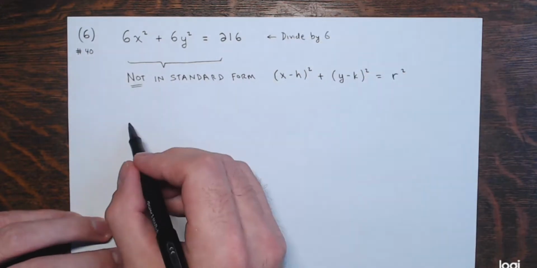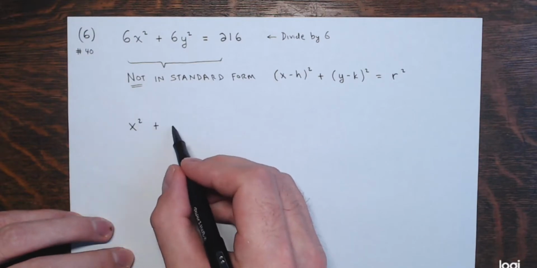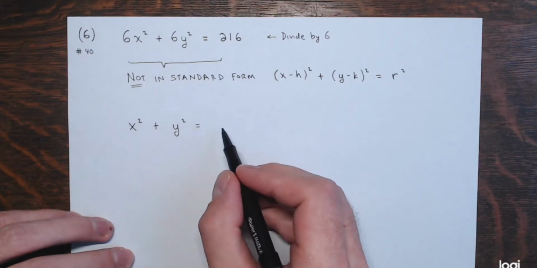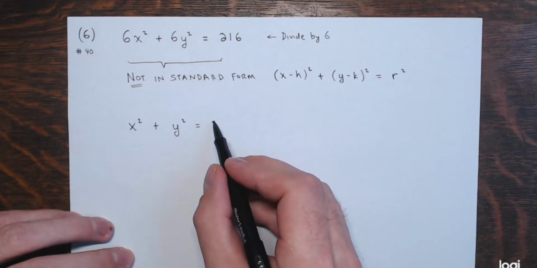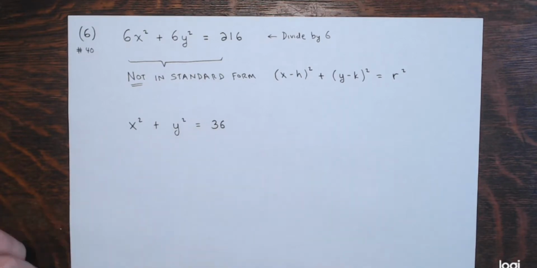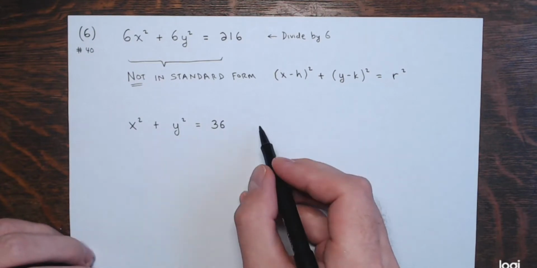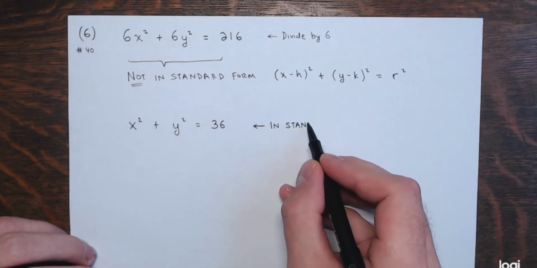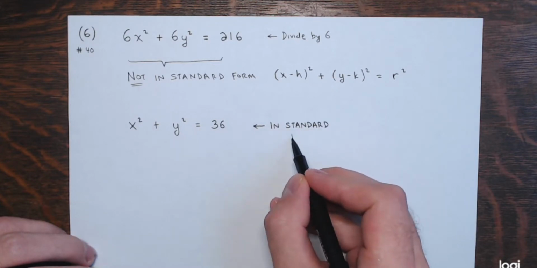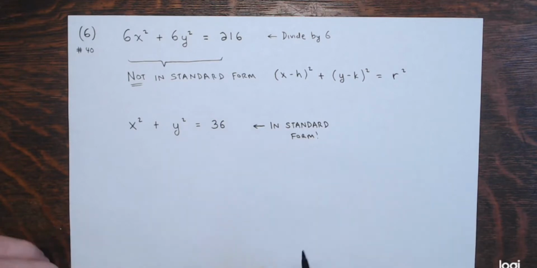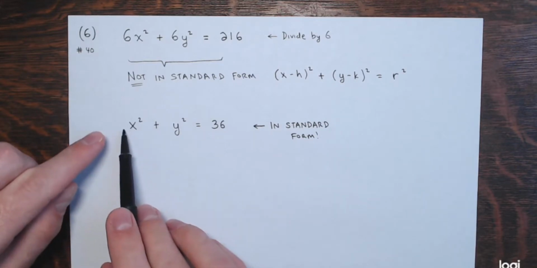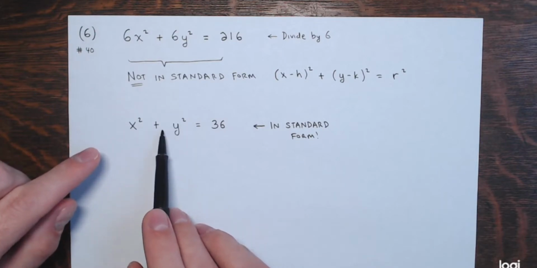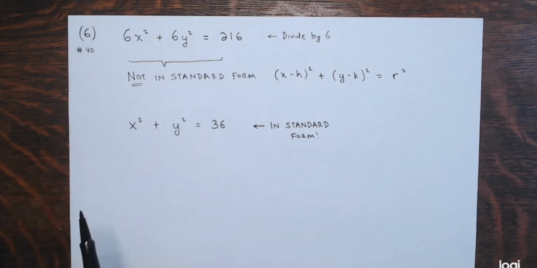So now I'll have x squared plus 1y squared equals 36. 216 divided by 6. Now we are in standard form. And once we're in standard form, then it becomes like questions 1 through 5. Right. See, I've got an x squared with a coefficient of 1, some quantity y squared with a coefficient of 1 equals a number. That's standard form.